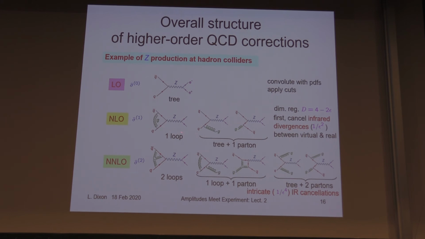you get one loop interfering with tree, you also get the square of tree graphs with one additional parton. And in general, there's always a possibility of radiating an extra gluon into the final state.